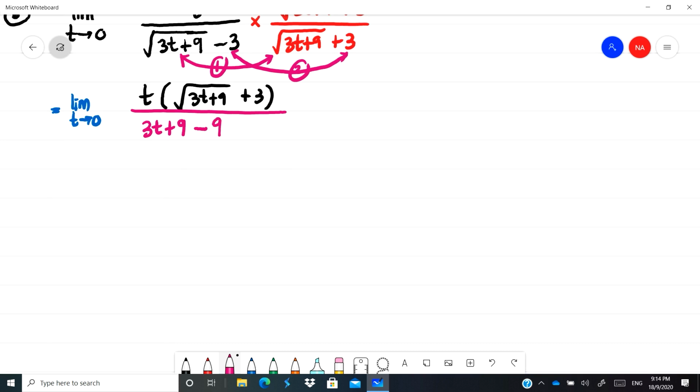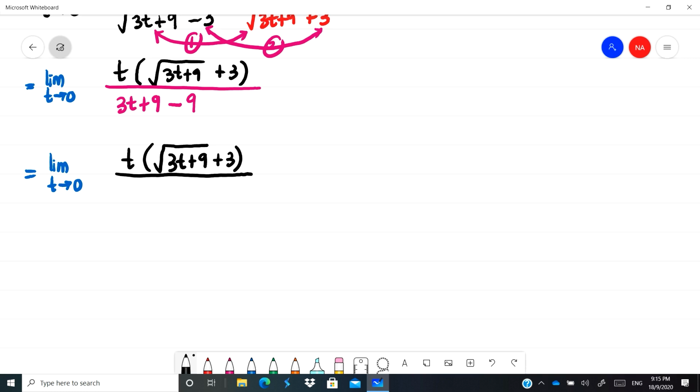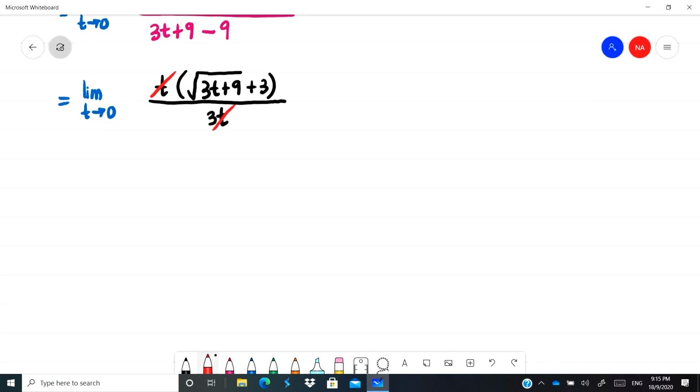So now I'm going to write it like this: the limit as t approaching 0. The one at the denominator, you just copy without changing anything. But the one at the numerator, in this case, you have to simplify. 3t plus 9 minus 9 will be left with 3t only. Now look at t and t, at the denominator and also the numerator. You can cancel them out. So you will have something like this.